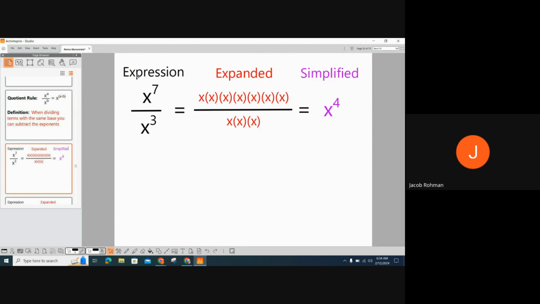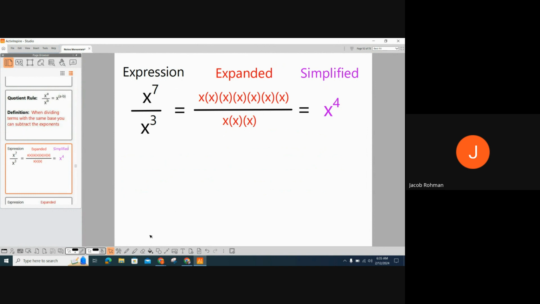So let's look at an expression that would be similar to this concept. At the top of this fraction over here, you have x to the 7th power, and then on the bottom, you have x to the 3rd power. At the top, you've got it expanded, so x to the 7th is x multiplied to itself 7 times. So that's what you see at the top of the fraction here. And then at the bottom, you've got x to the 3rd power, which is x multiplied by itself 3 times.